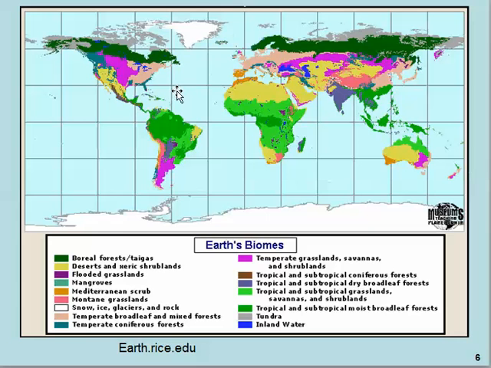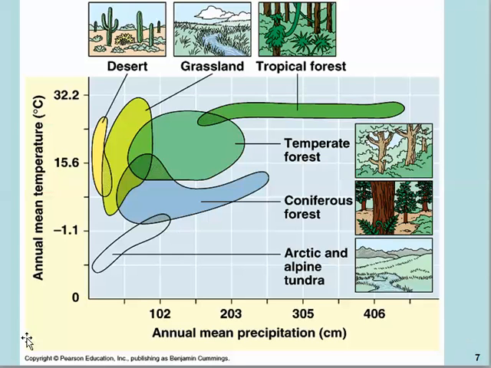But again, the major idea here is that the biome is named for or identified by the dominant plant community, and it is determined by the interaction of temperature and precipitation. This is a great graph. This shows you, again, how these different biomes are located based on the amount of precipitation and temperature.